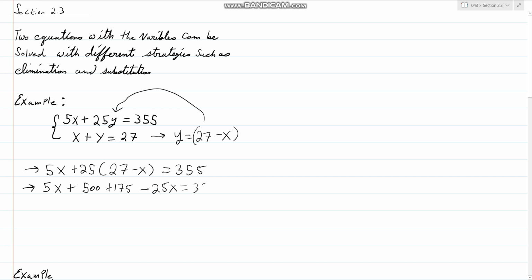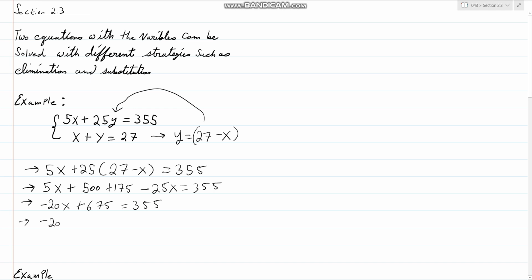25x equals 355. Okay, let's start combining things. I have 5x minus 25x. That's going to equal negative 20x. And I need to put these two numbers together. Again, that was just my mental math. I had to write something down there. So that's 675 equals 355. Okay. So now I can subtract 675 from both sides.